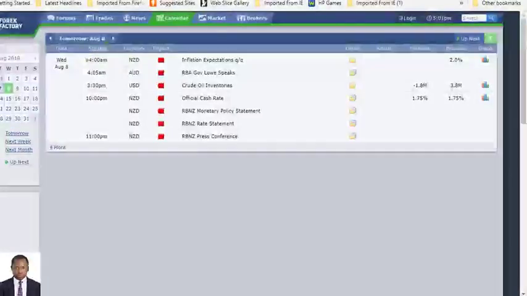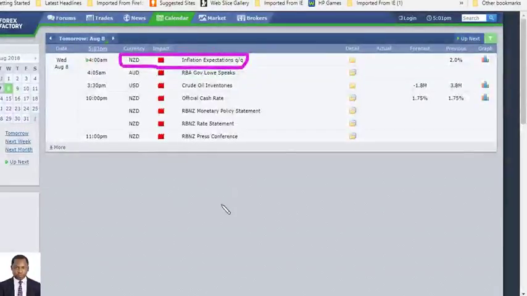for tomorrow. All right, inflation expectations from the New Zealand dollar. This is a heavyweight news announcement. It should be affecting that. That's why I placed that order. Hopefully it will be triggered.